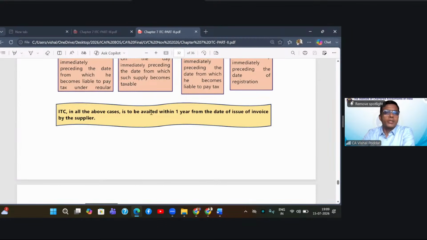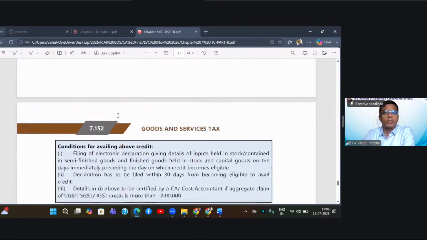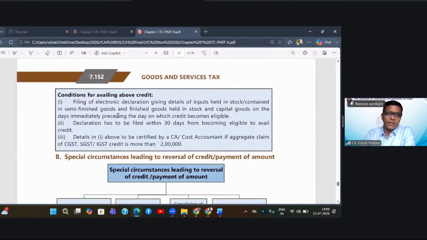In all the above cases, ITC is available within 1 year from the date of issue of invoice. So all my above inputs, etc., should not be more than 1 year old. If they are more than 1 year old, I cannot take the ITC even in the above scenario.